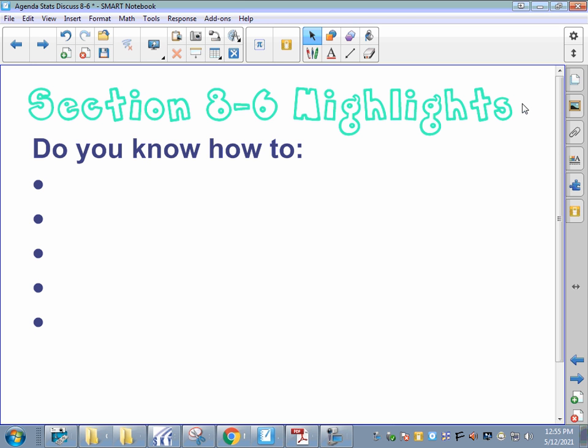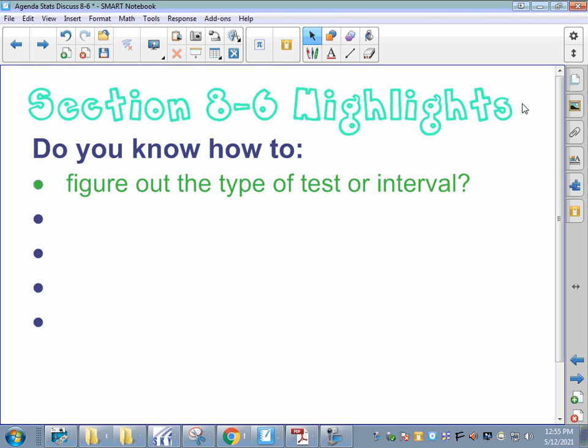You know, we had that conversation about how sometimes you kind of muddle through and hope for the best on a test, and then you hope it goes away and doesn't come back around again. Well, that's not happening here. So section 86 is a culmination of a lot of chapters. So first of all, hopefully you know how to figure out what kind of test or interval.